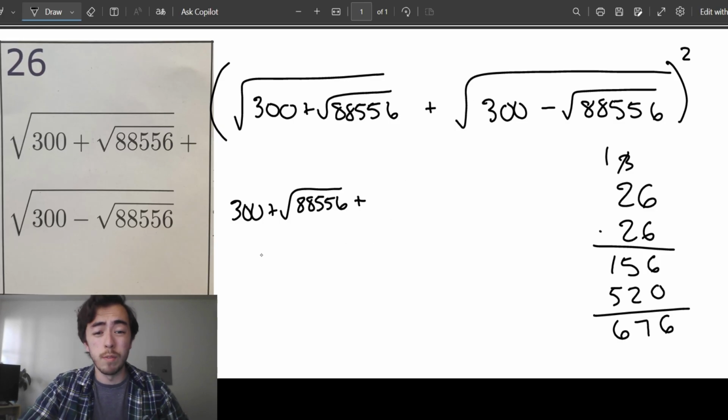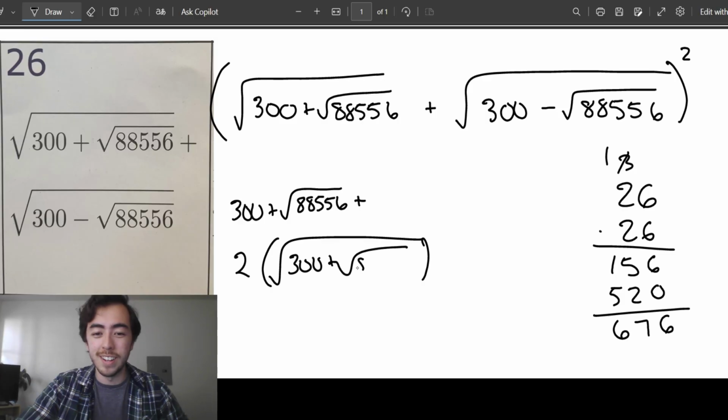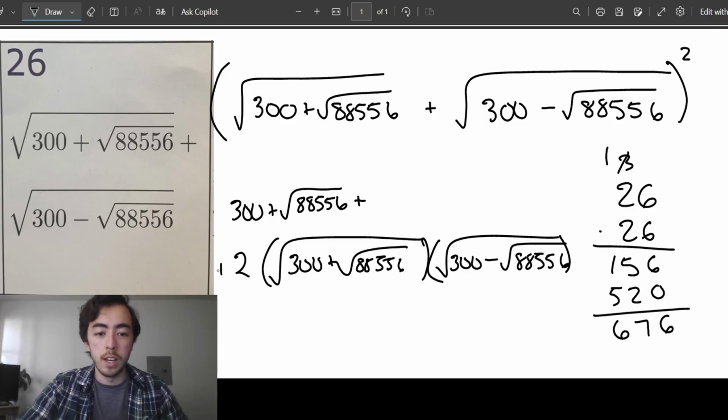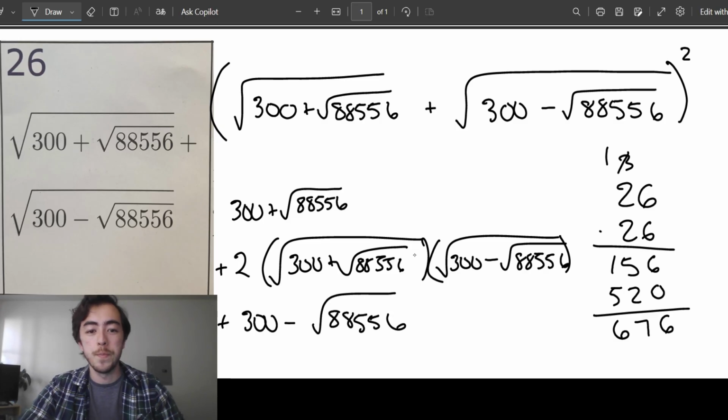And so just for the sake of room, I'm just going to write it a little bit lower. It'll be 2 times, and then I'll need root 300 plus root 88,556 times the other one, square root of 300 minus square root of 88,556. And then finally, I will add on the last term times itself, which, just like the first one, will just cancel out the square root sign. So we just got 300 minus root, same number, 88,556.